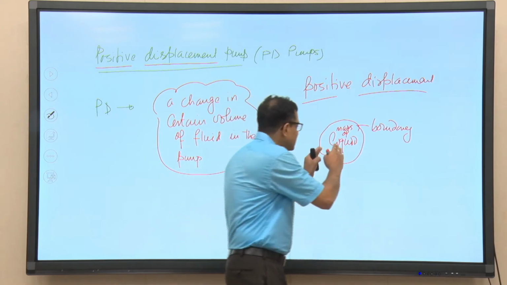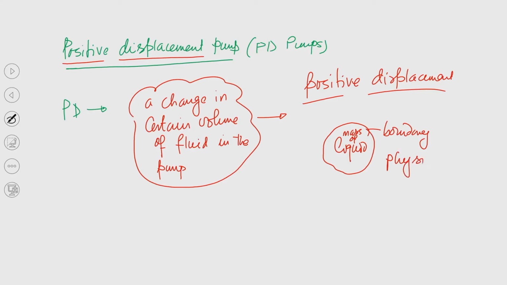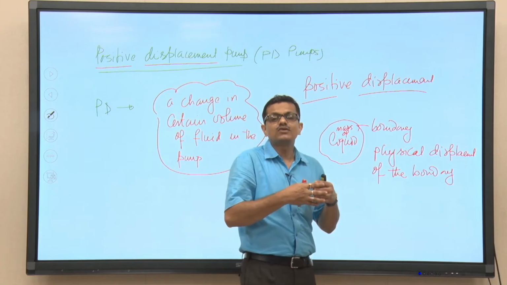But here I am telling you about physical displacement of the boundary. That is the positive displacement, and the displacement will be as a control mass system.